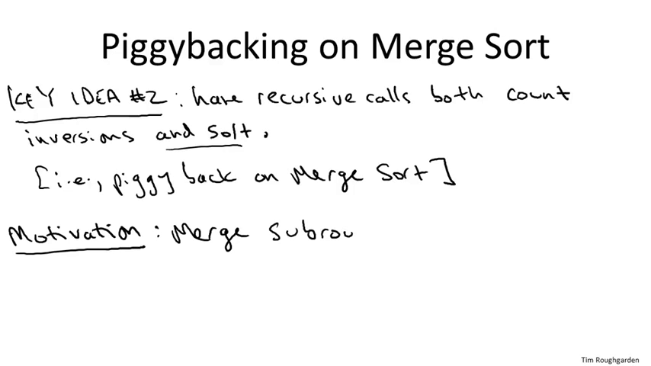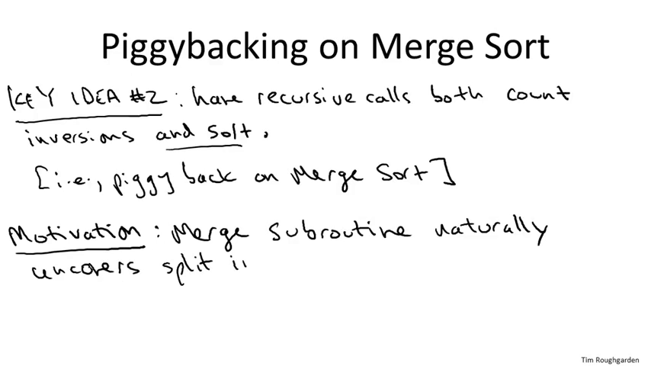So what is this bias? Why should we demand more of our recursive calls? Well, as we'll see in a couple slides, the merge subroutine almost seems designed just to count the number of split inversions. As we'll see, as you merge two sorted subarrays, you will naturally uncover all of the split inversions.